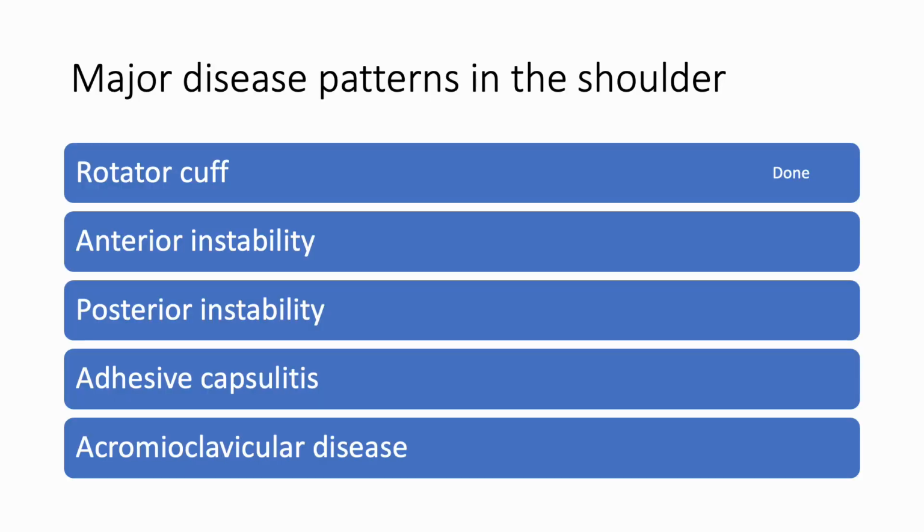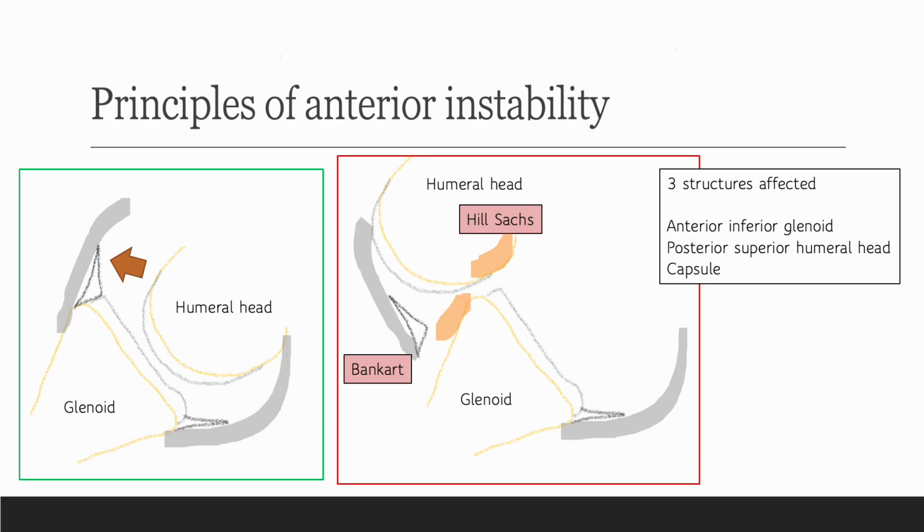So we've talked about the rotator cuff tears, describing them, muscle volume loss, the important pertinent positives and negatives when we start thinking about that. Now the next thing I'll move to is anterior instability. So this is the next most common reason why you get scans.